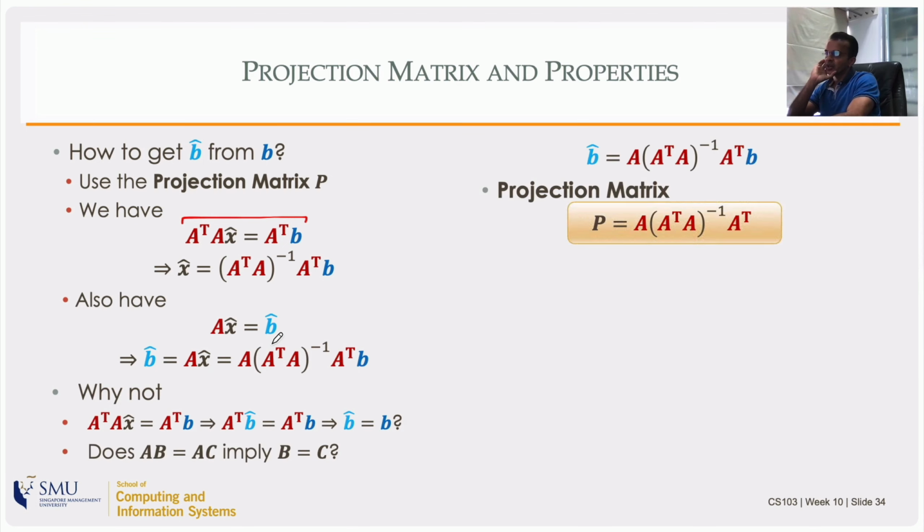So B hat is the projection matrix. This you have to think about. This I'm going to leave to you as an exercise.